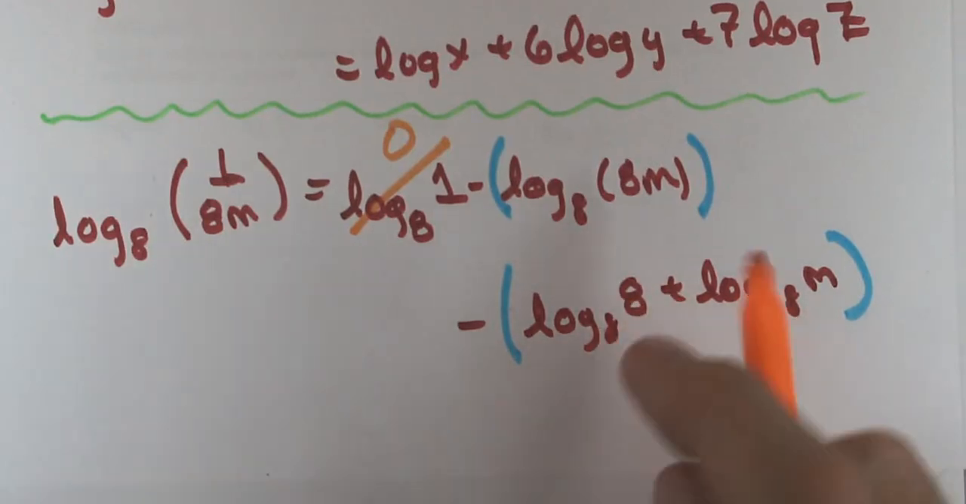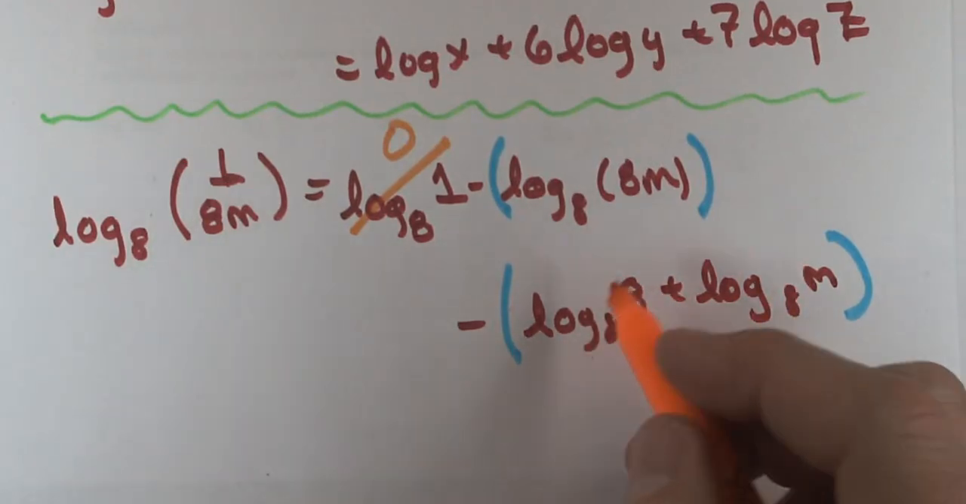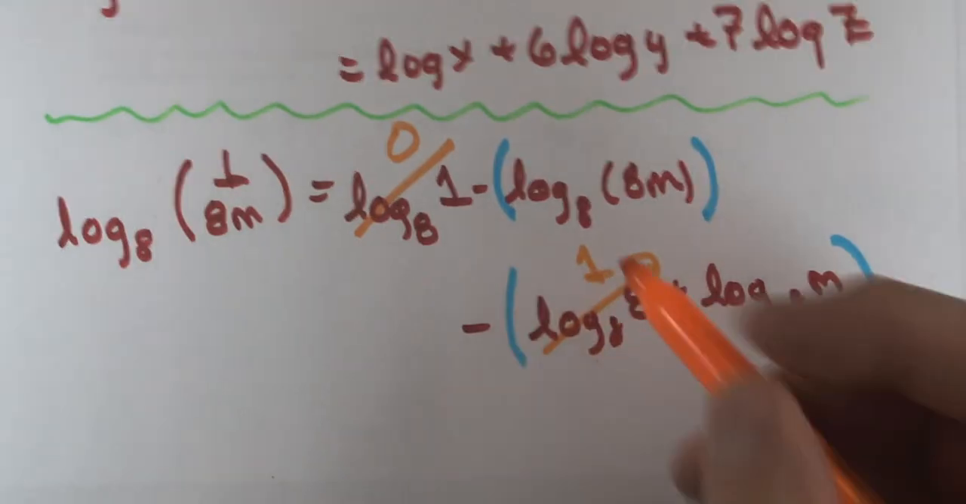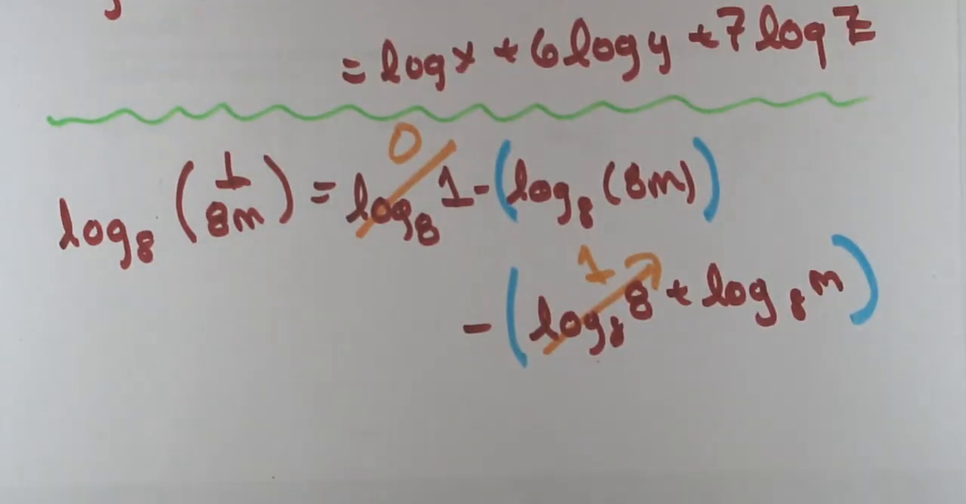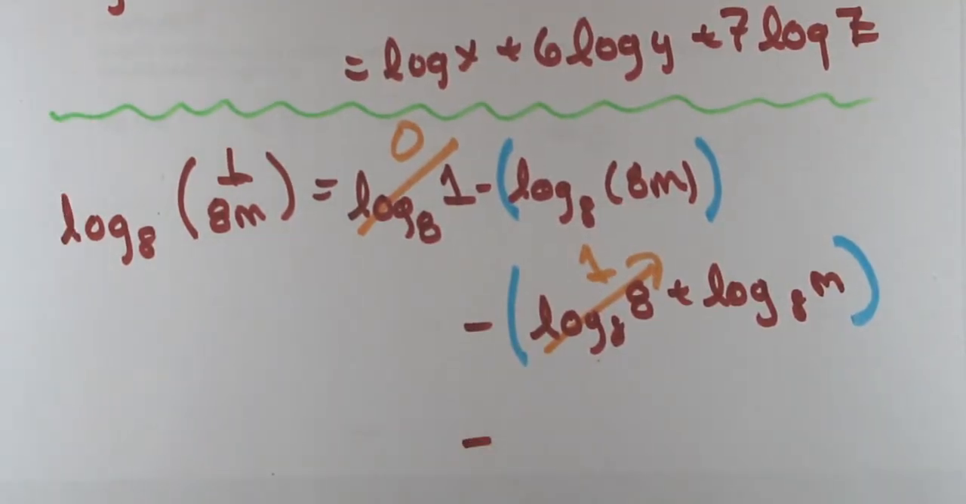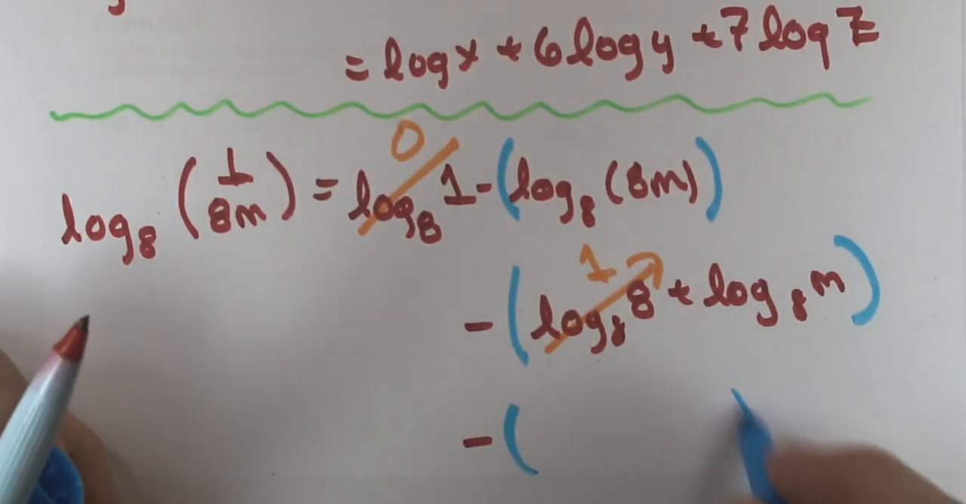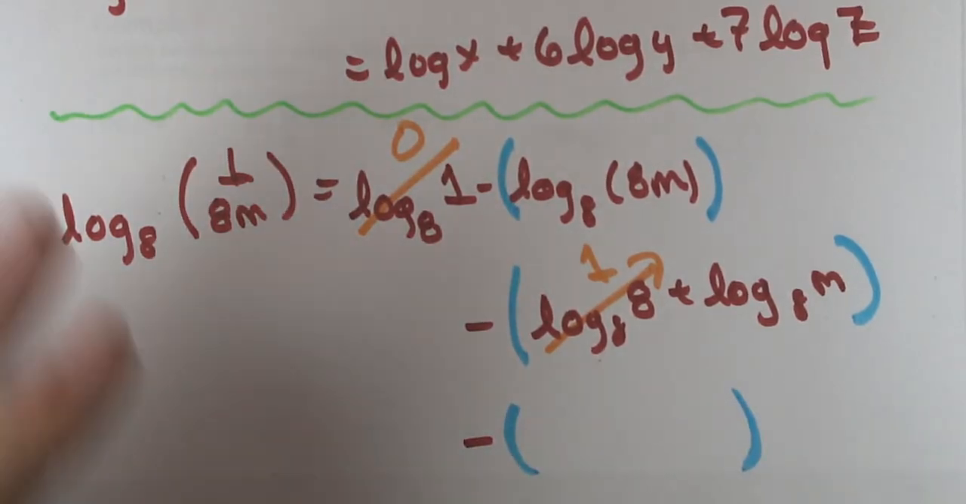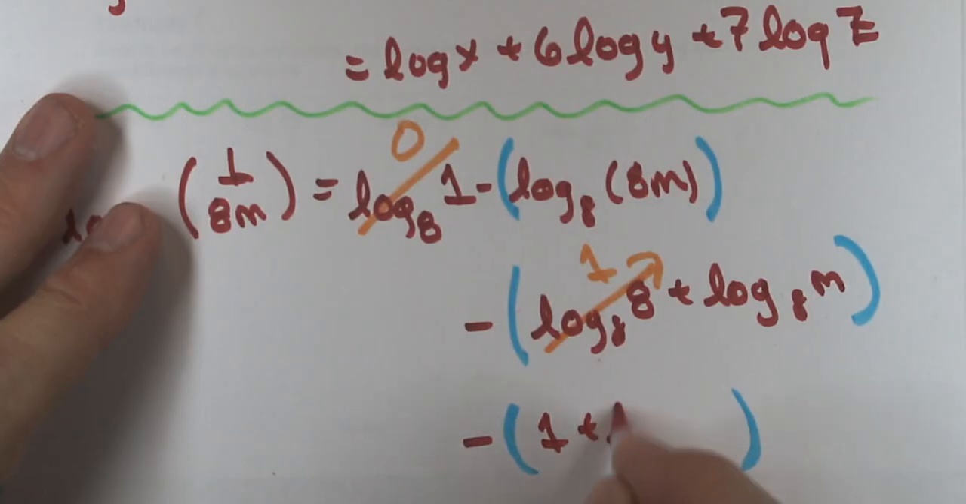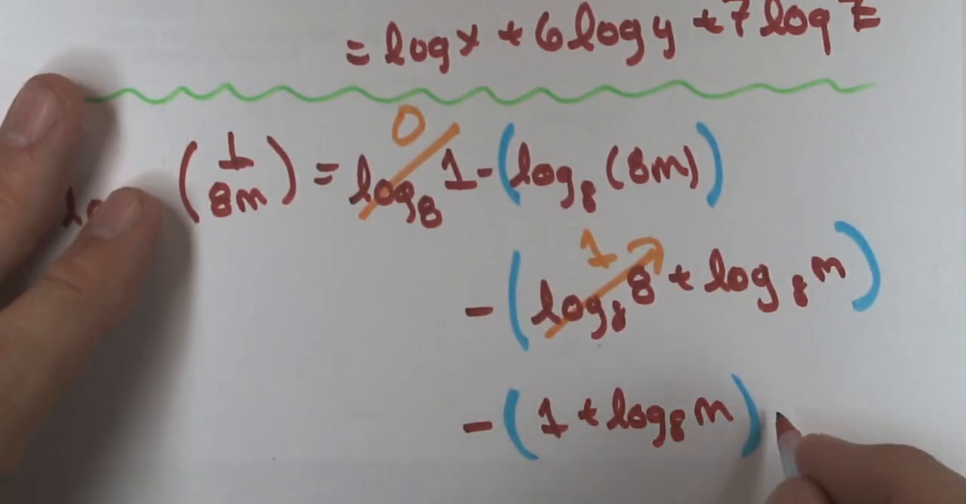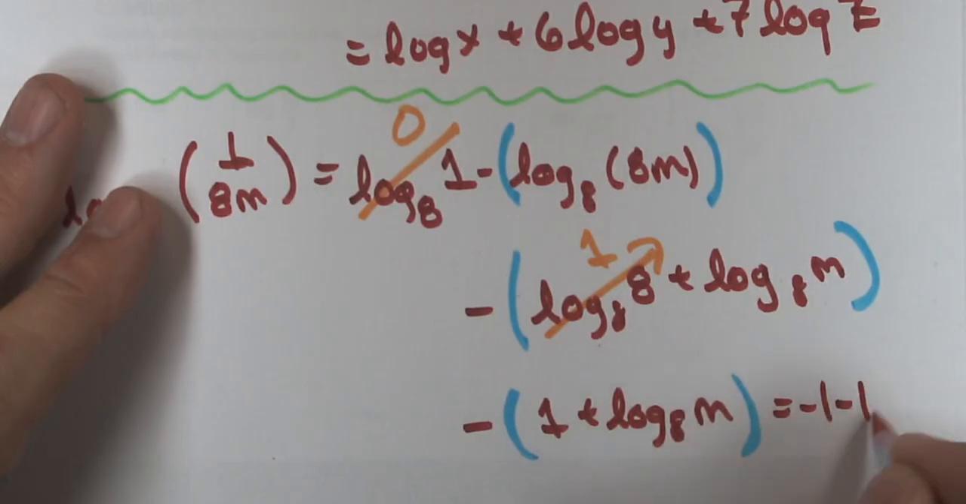Yeah, what power of 8 gives me 8? Well, the first power. So overall, I've got a minus of 1 plus log base 8 of m. Or if I distribute that, I get minus 1 minus log base 8 of m.